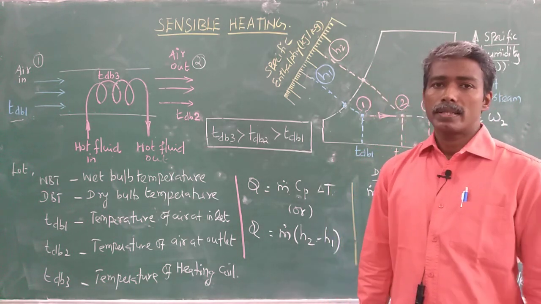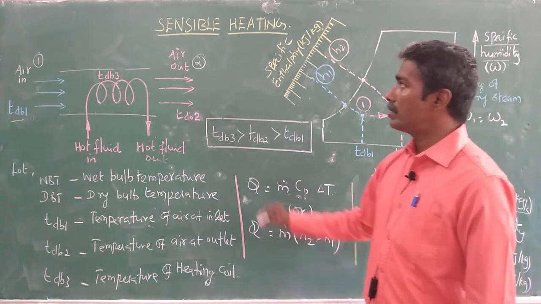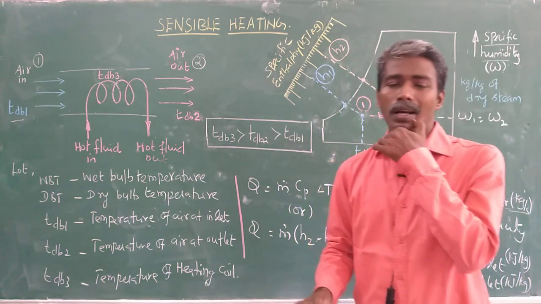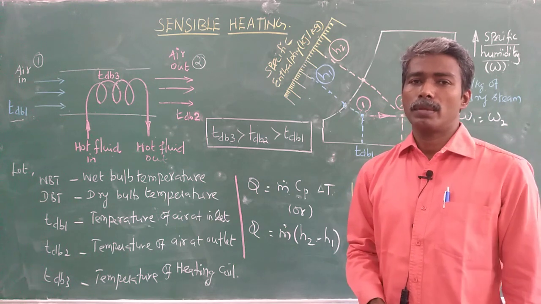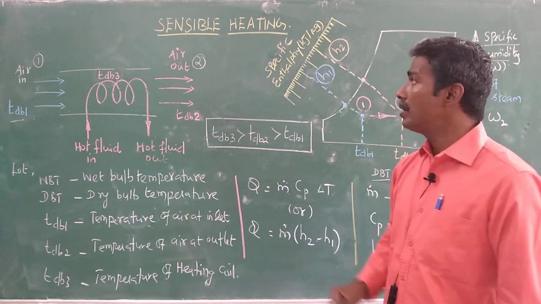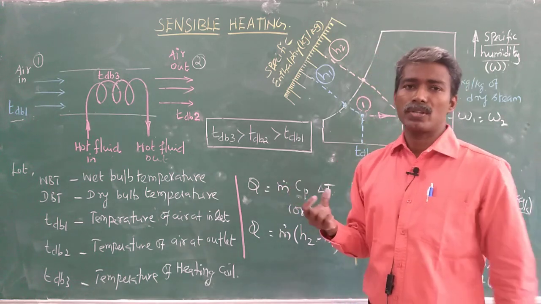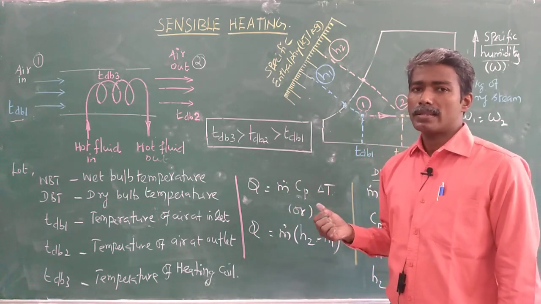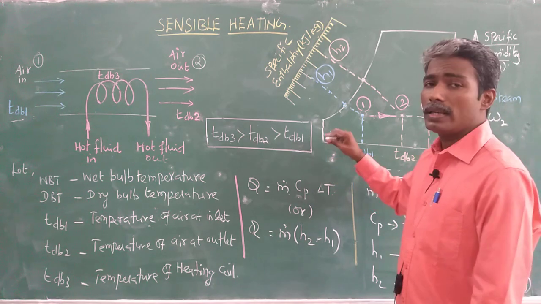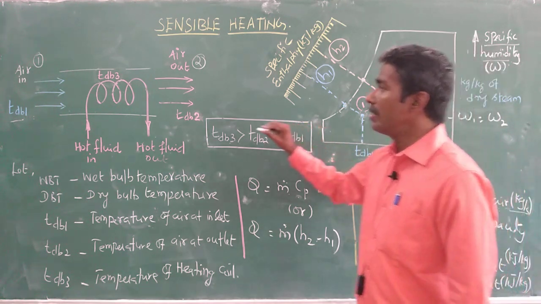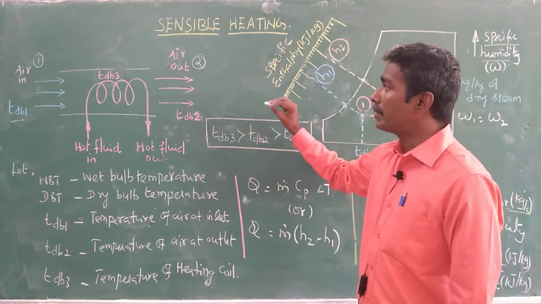So the objective of sensible heating: it is a very important process as far as psychrometrics is concerned. The objective is to increase the temperature of the air without increasing the moisture content. Okay, that is the main objective of sensible heating.